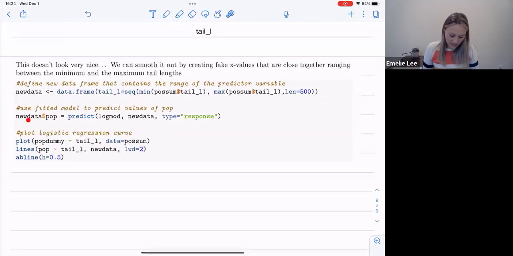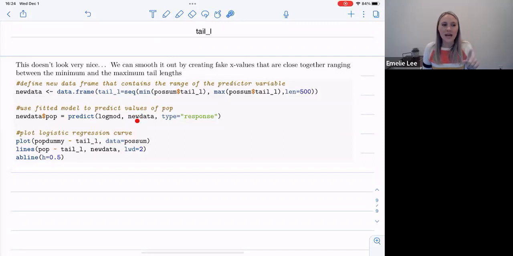So then I'm going to create a pop variable for the new data. These are going to be the predicted values of the pop. If I use the predict function again, I'm going to use my log mod, that same model that I had. I'm now applying it to the new data. And remember, our model was using tail length as its variable. Now, new data has one column and it's called tail length. So we're good to go.